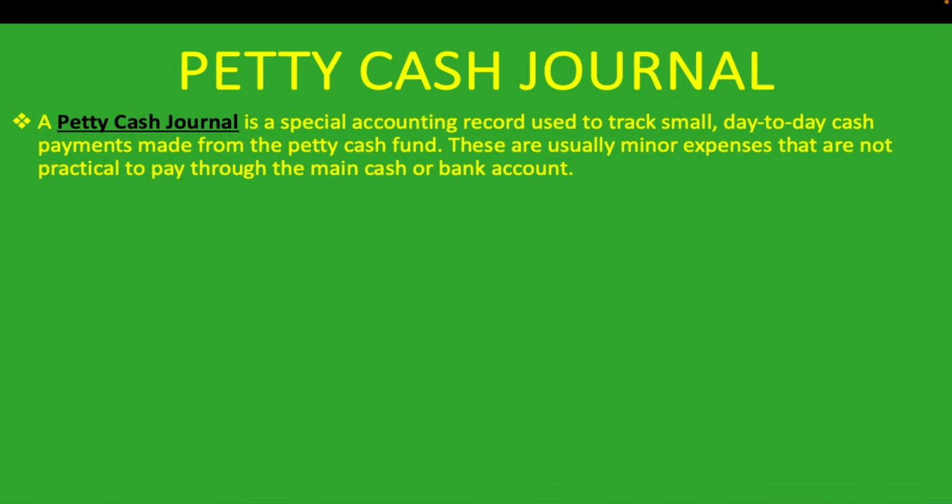But what is the petty cash journal? Well, a petty cash journal is a special accounting record used to track small day-to-day cash payments made from the petty cash fund. These are usually minor expenses that are not practical to pay through the main cash or bank account. And so that is what many entities would have.